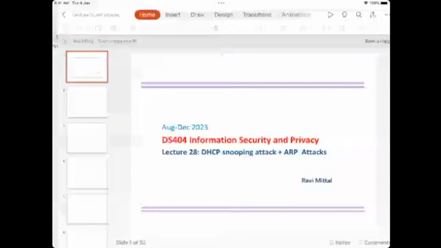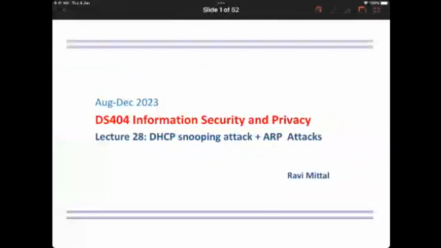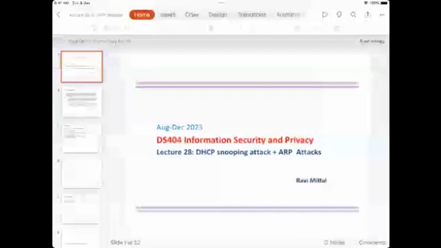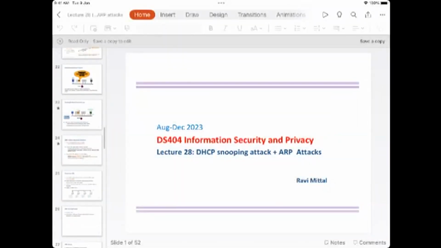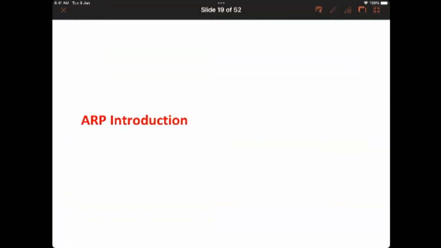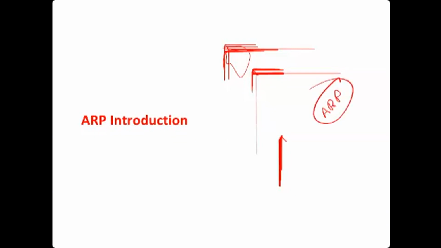Okay, let's see. I hope it doesn't trouble again. Okay, this is where we are. So why do you need ARP? Wow. Please help me. What could be the problem with the software? If I do it from this side, it's okay. If I touch it at the bottom, it's okay.